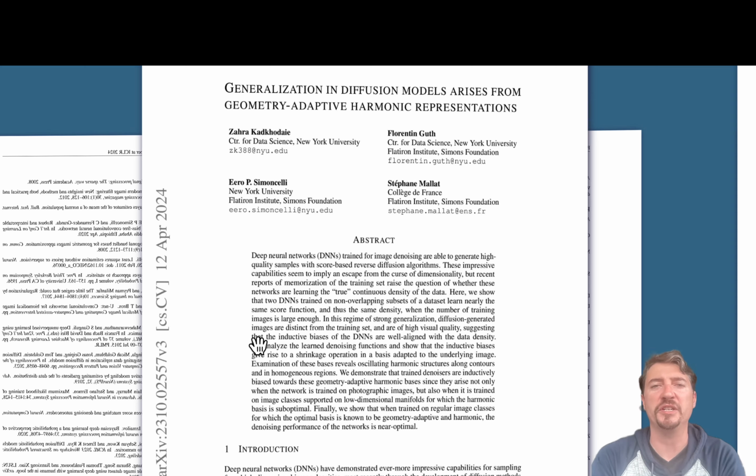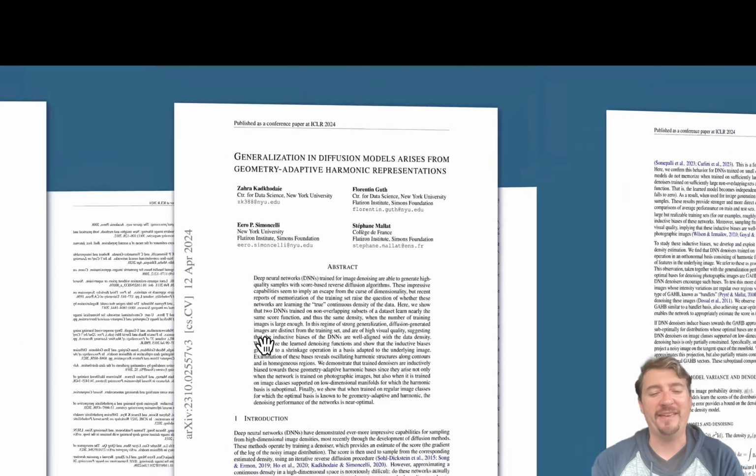Again, this is Generalization in Diffusion Models Arises from Geometry-Adaptive Harmonic Representations. That's what those things are. The geometry-adaptive harmonic representations are the things that are actually being learned, which was shown from that eigen decomposition quite beautifully.